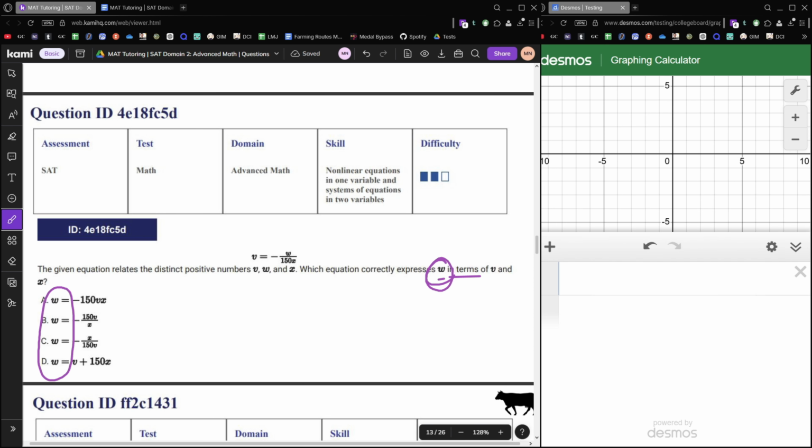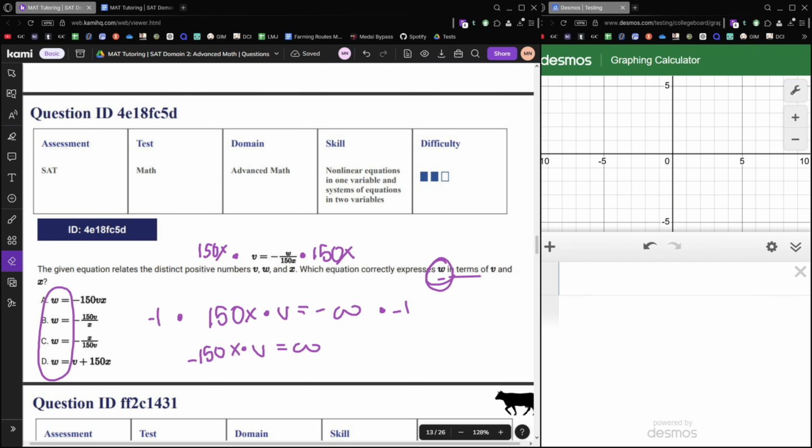The first thing we want to do is get rid of this denominator right here. So we're going to multiply both sides by the denominator. So multiply both sides by 150x. And you would get 150x times v is equal to negative w. And then we want to get rid of that negative sign, so we're going to multiply the entire thing by negative 1. And we would get that negative 150x times v is equal to positive w.